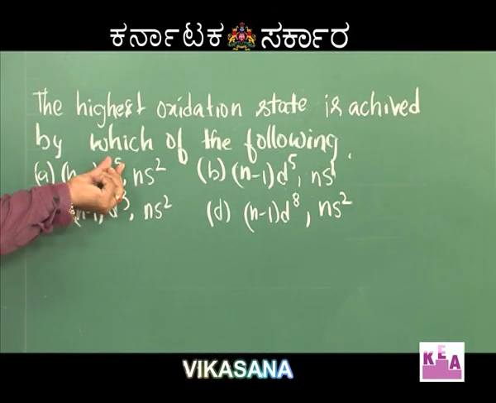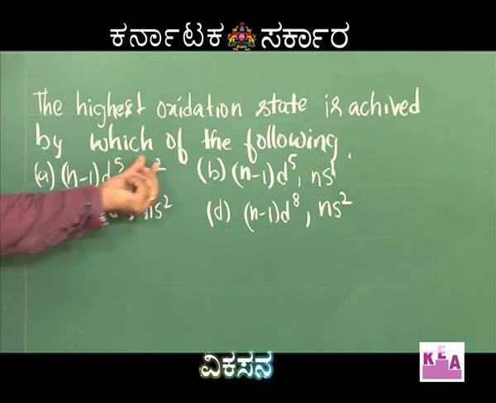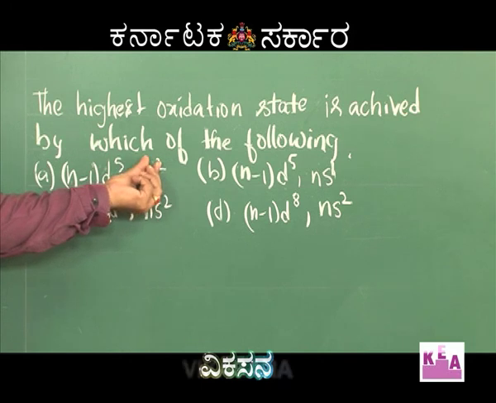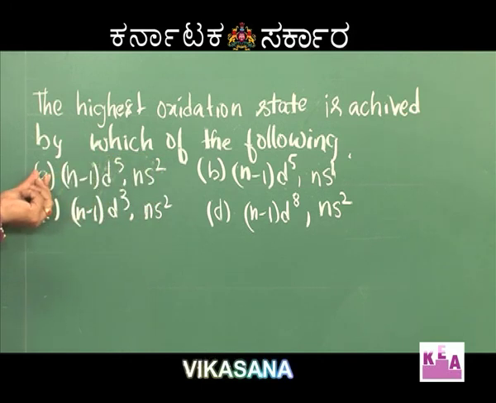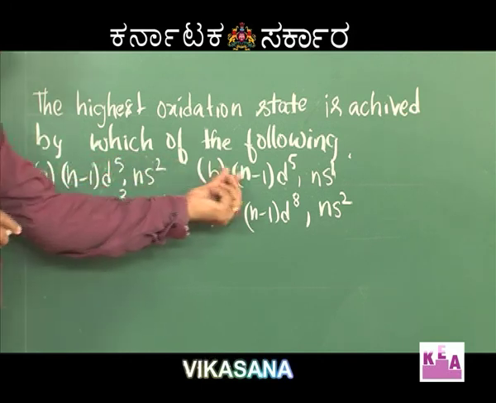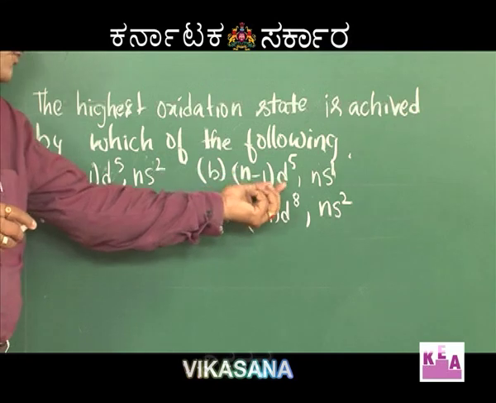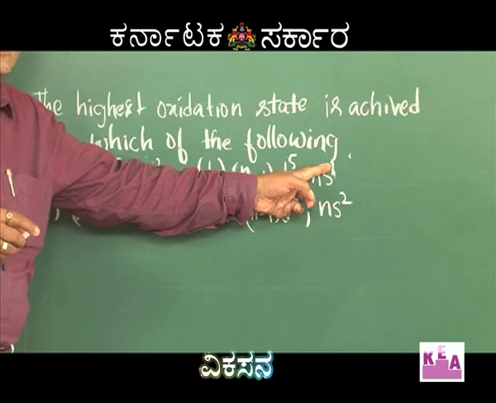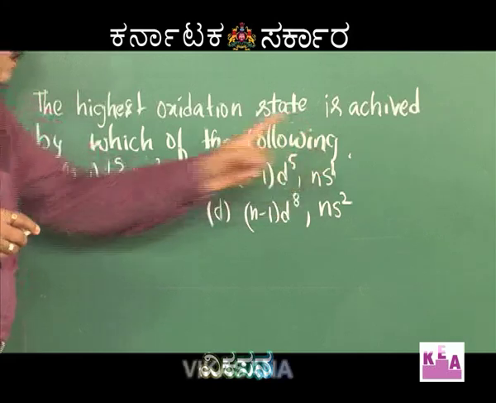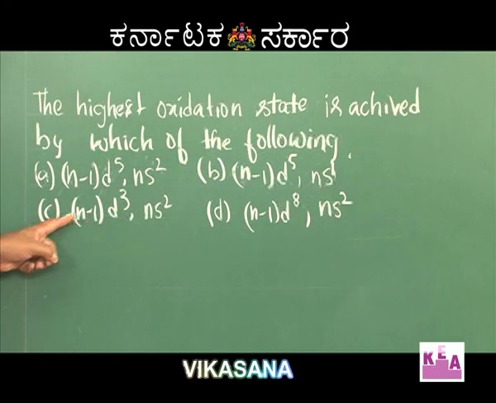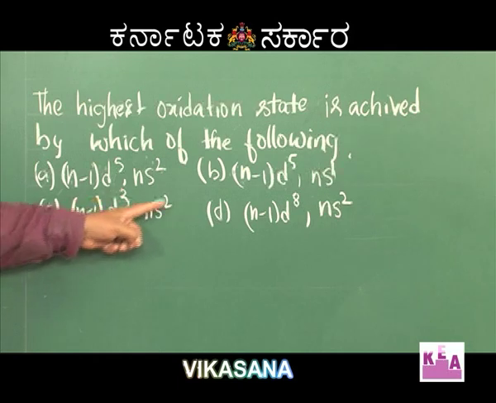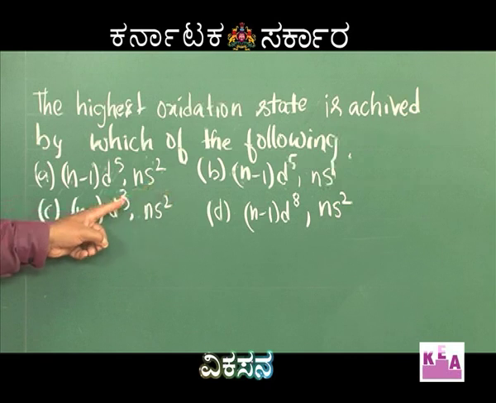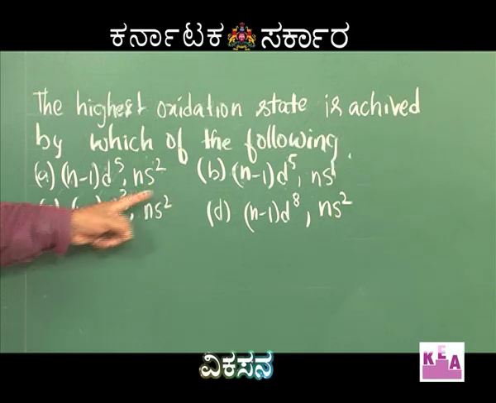This is a d5 configuration. Maximum oxidation state is sum of these two. 5 plus 2, it can exhibit +7 oxidation state. Come to this, (n-1)d5 ns1, 5 plus 1, it can exhibit +6 oxidation state. If you come to this, (n-1)d3 ns2, this can exhibit 3 plus 2, +5 oxidation state.